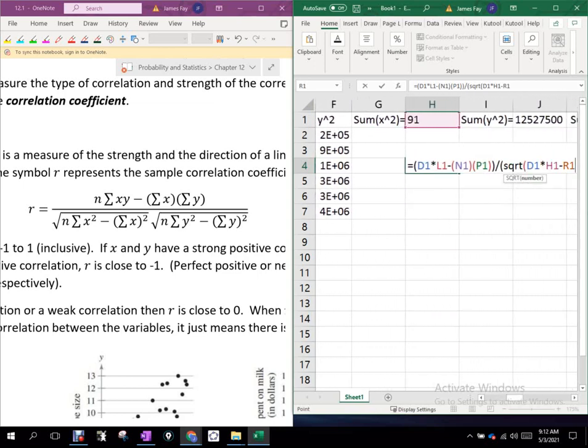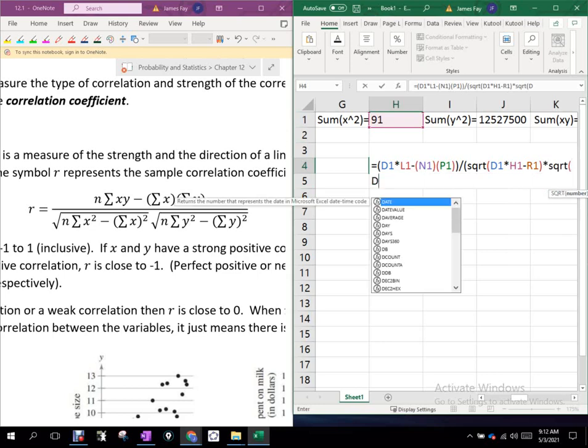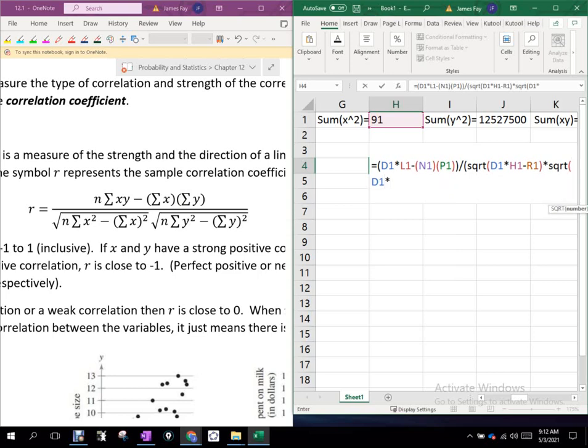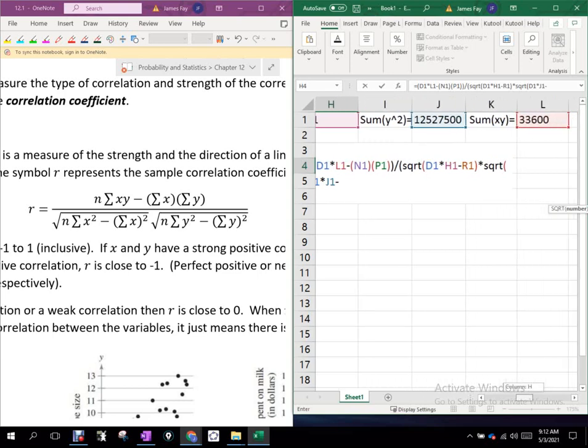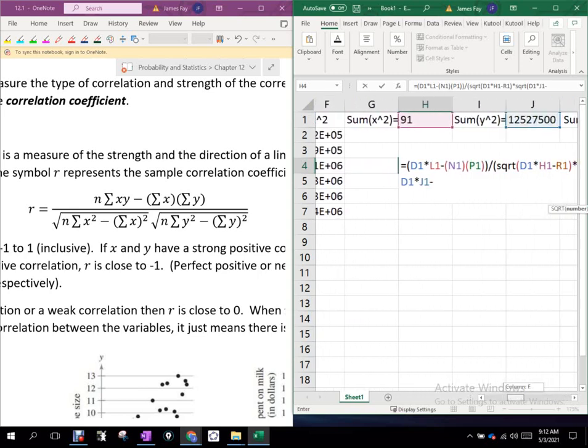Okay, now that R1 is the end of this square root. So I'm going to close that square root. Now I'm going to hit times, and now I need the square root of the second one. Okay, so n again, I remember that was D1. I'll multiply that by the sum of y squared, which we're seeing here is J1. And we'll subtract from that then the sum of y's squared, and the sum of y's squared would have been T1.